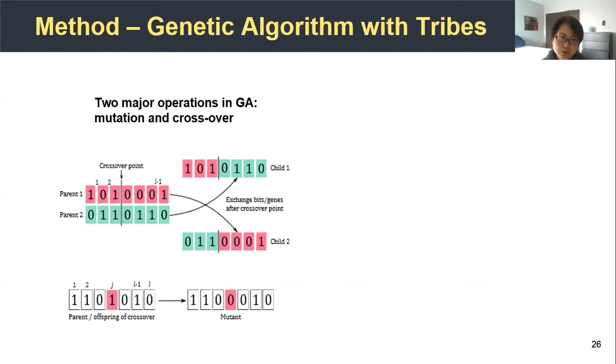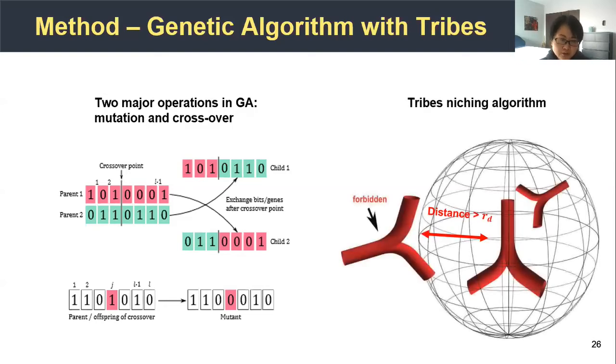However, this optimization task is a difficult task, so that's why we adopted the genetic algorithm to optimize this fitness function. The genetic algorithm basically has 2 major operations. One is to do crossover, and one is to do mutation. However, the genetic algorithm is used for reaching the global optimization. In a real 3D case, we have to localize multiple bifurcations in the 3D image all at once. So that's why we use a tribes niching algorithm.